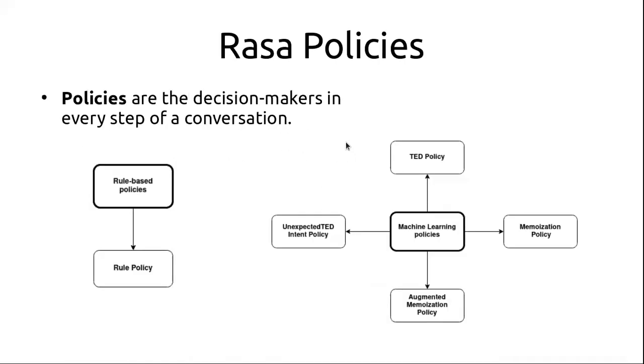So here I should mention something very important in the Rasa framework, the decision makers that I mentioned in the first slides. Rasa policies, as I said, are the decision makers of the framework. They decide on what action the bot should take, with a particular confidence level. The policy that has the highest confidence level will decide on the action. So in Rasa, we have two types of policies.